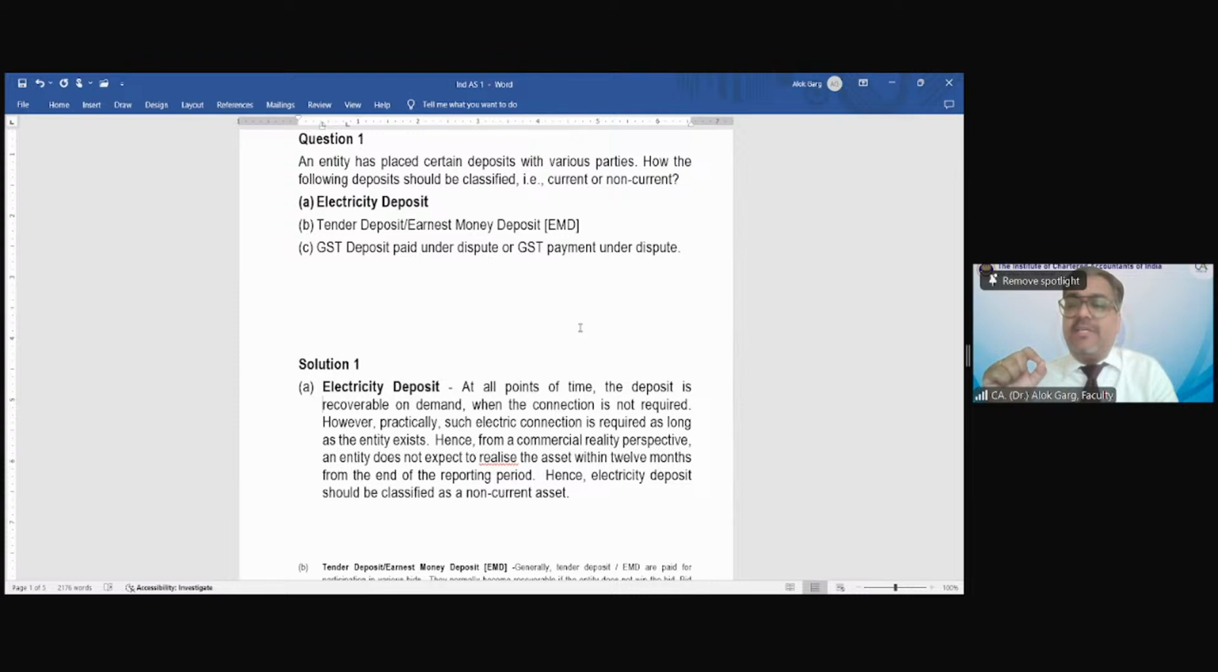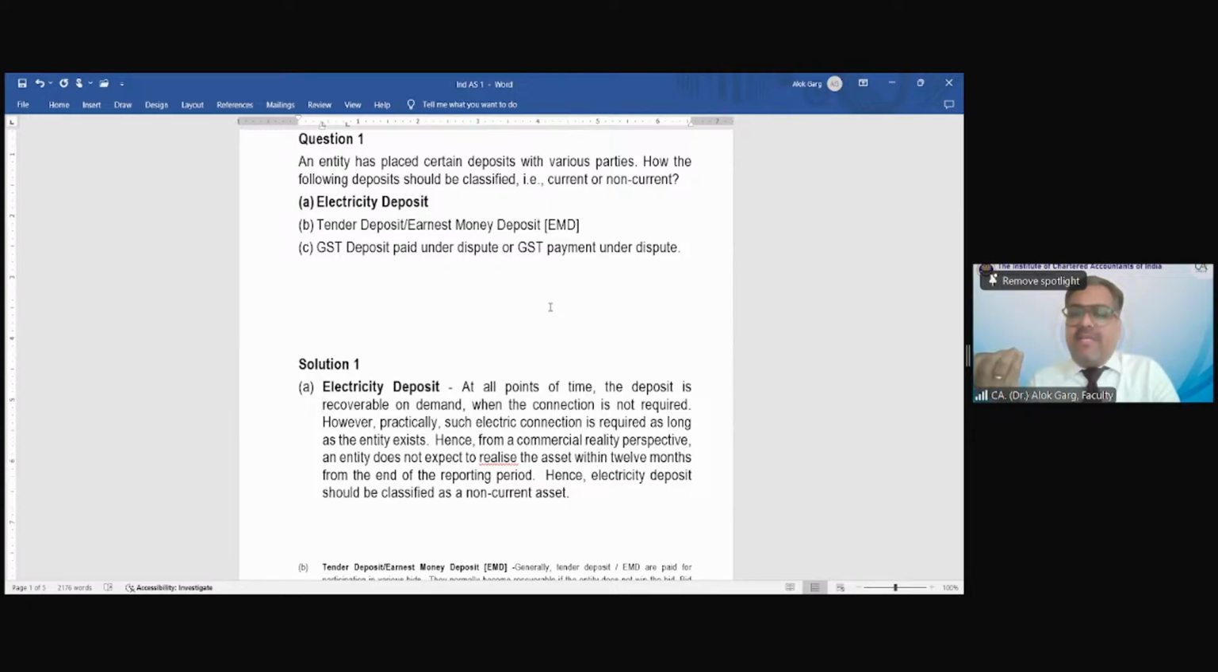So tell me, what is the nature of this deposit on 31st March 2025? On 31st March 2025, what is the remaining period by which either the money has to be refunded or adjusted? 1 year, 2 months. Right? On 31st March 2025, the bid is going to open after 1 year, 2 months. So what should be the nature of this deposit? It should be non-current asset, right?